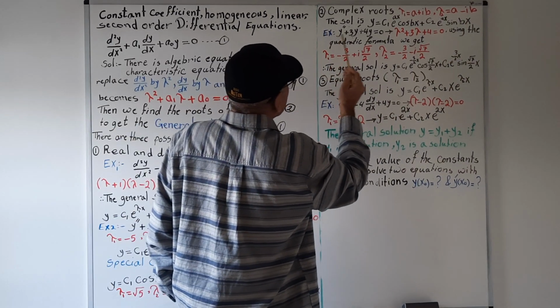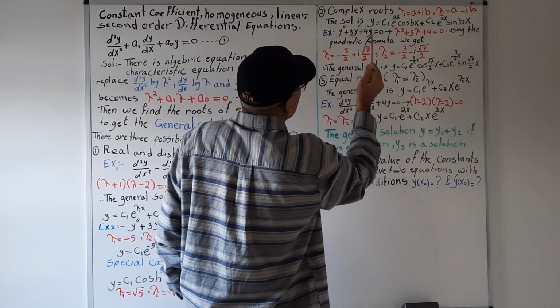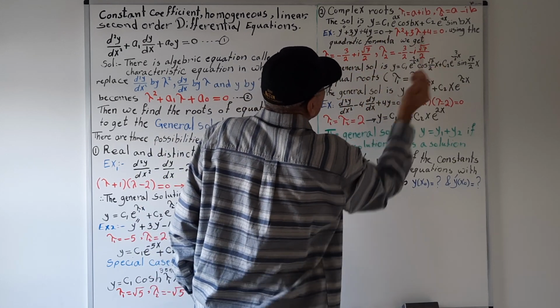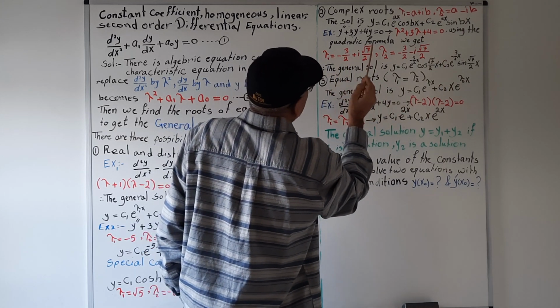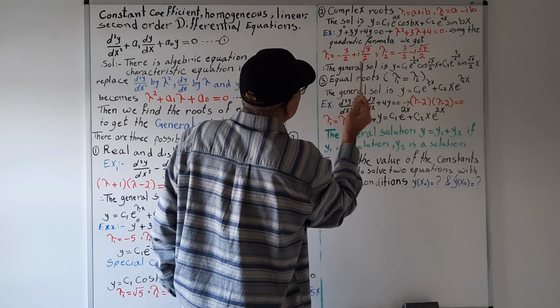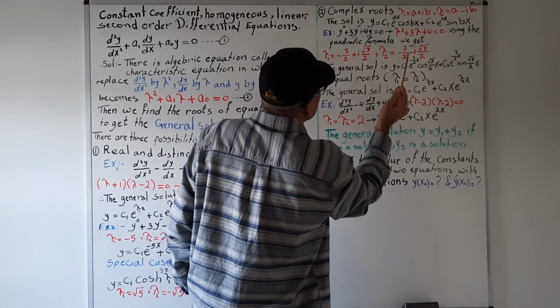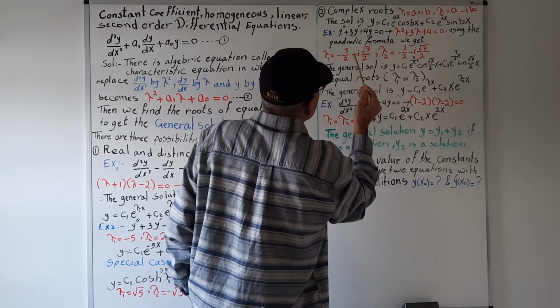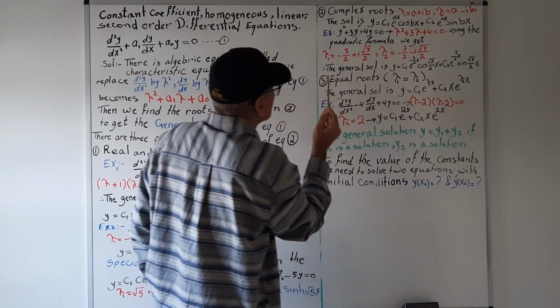And here's another example. Y double prime plus 3y prime plus 4y equals 0. Here is the characteristic equation. We use the quadratic formula. We get lambda 1 equal this value, lambda 2 equal this. So they are opposite in sign. Here is plus, here is minus. This is the first root, this is the second root.